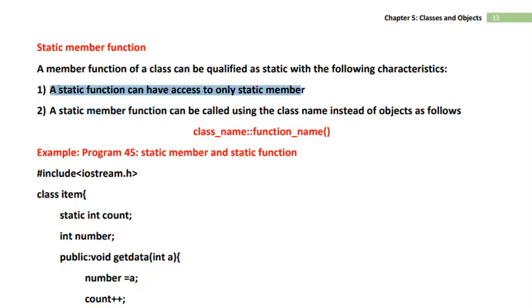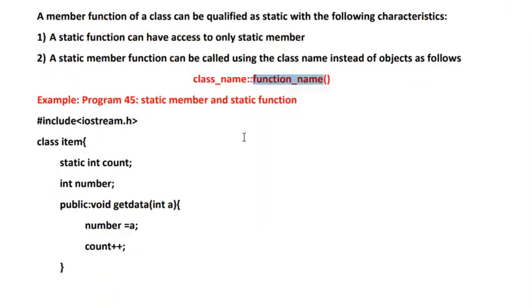A static member function can have access to only static members, and a static member function can be called using the class name instead of the object. So this is one of the ways of referring to the static member function. So a static member function can access only the static members, and it can be accessed using the class name. You need to provide the class name, the scope resolution operator, and the function name.